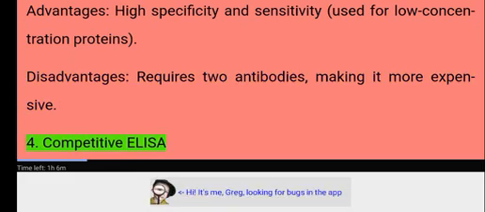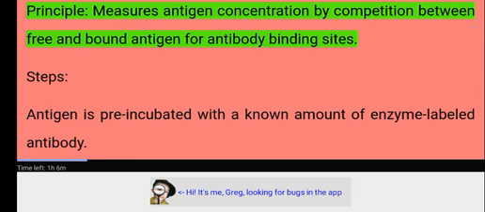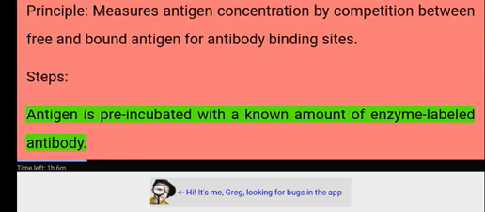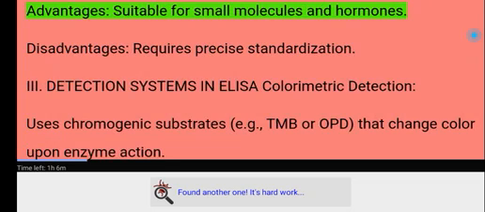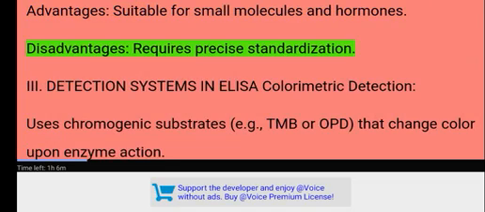4. Competitive ELISA. Principle: measures antigen concentration by competition between free and bound antigen for antibody binding sites. Steps: antigen is pre-incubated with a known amount of enzyme-labeled antibody. The mixture is added to an antigen-coated plate. The more antigen present in the sample, the less antibody binds to the plate. Substrate is added, and the signal is inversely proportional to antigen concentration. Advantages: suitable for small molecules and hormones. Disadvantages: requires precise standardization.